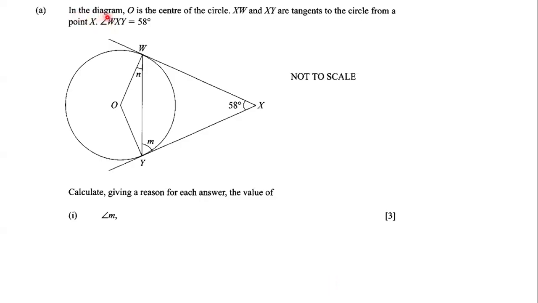In the diagram, O is the center of the circle. XW and XY are tangents to the circle from a point X, and angle WXY is equal to 58 degrees. Here we have this diagram, and it says calculate, giving a reason for each answer, the value of angle M. So we need to figure out what is the value of angle M.